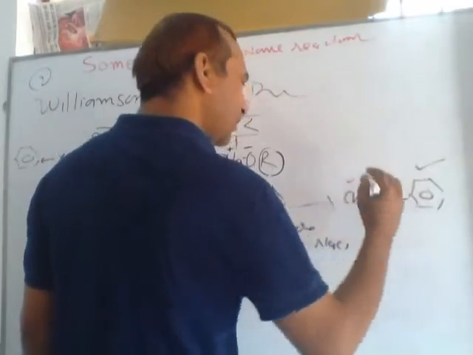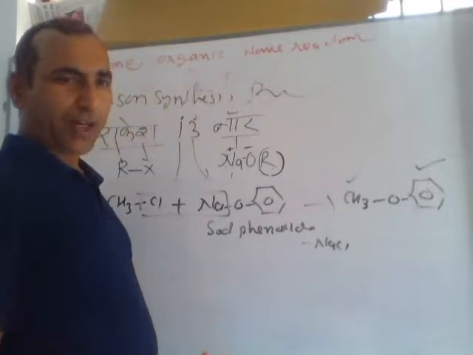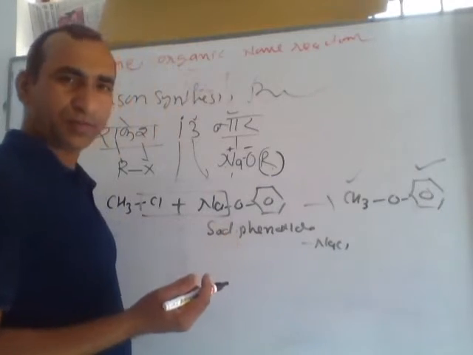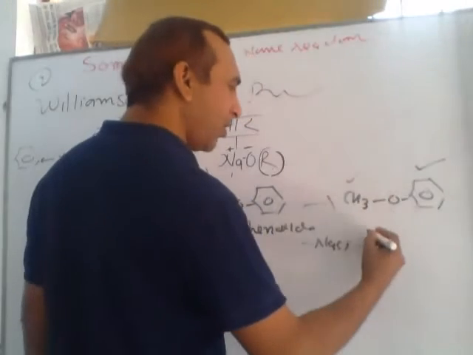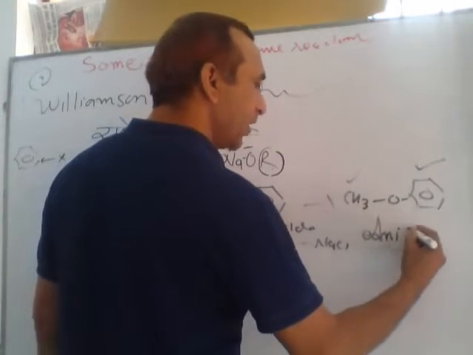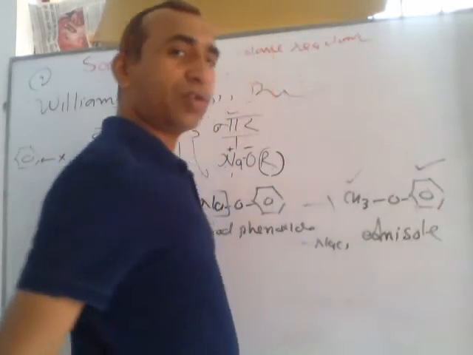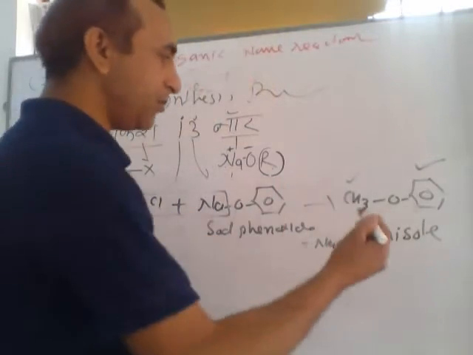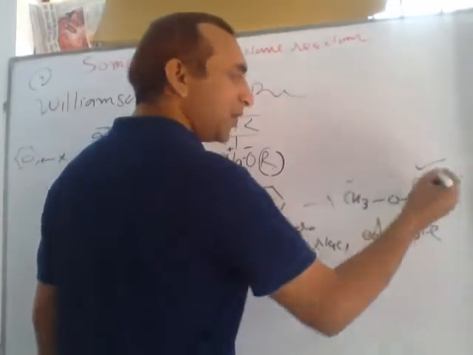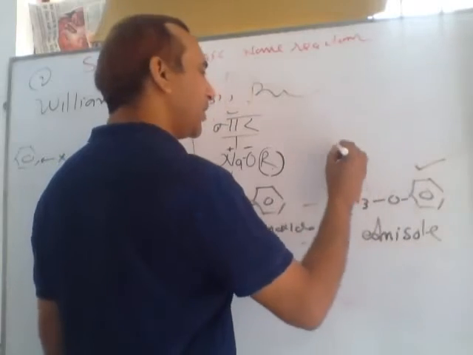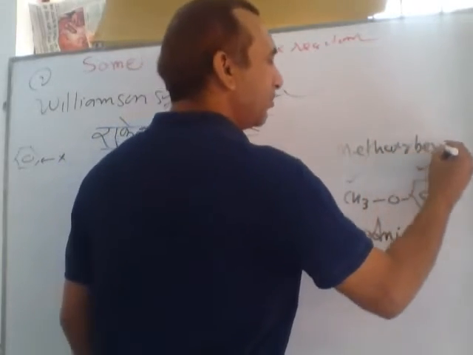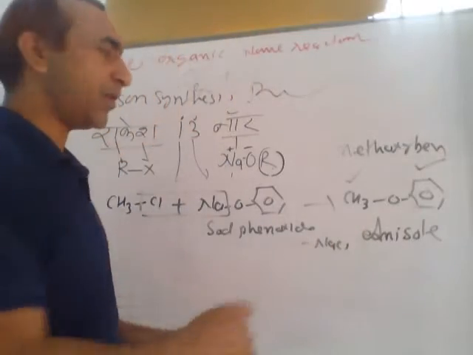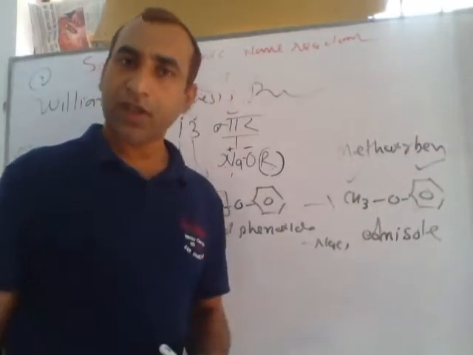This is phenyl, this is methyl, according to alphabetical order. So its name is methyl phenyl ether. This compound is also called anisole. Its IUPAC name is methoxybenzene: meth, oxy, and benzene. Methoxybenzene, anisole, otherwise methyl phenyl ether.